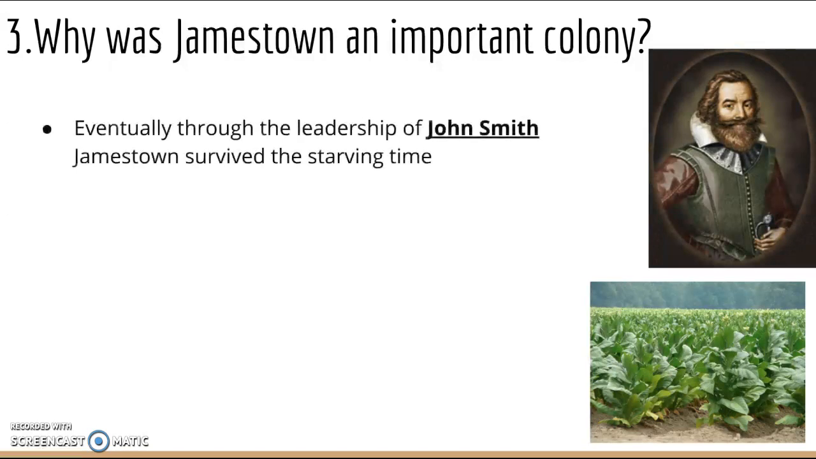So what ends up happening is this guy John Smith is kind of sent to save the day and kind of turn around Jamestown and make it this profitable venture. He's sent by the Virginia Company with the intention of, okay, John Smith, you need to go out there and you need to make us some money. This is a picture of John Smith right here.